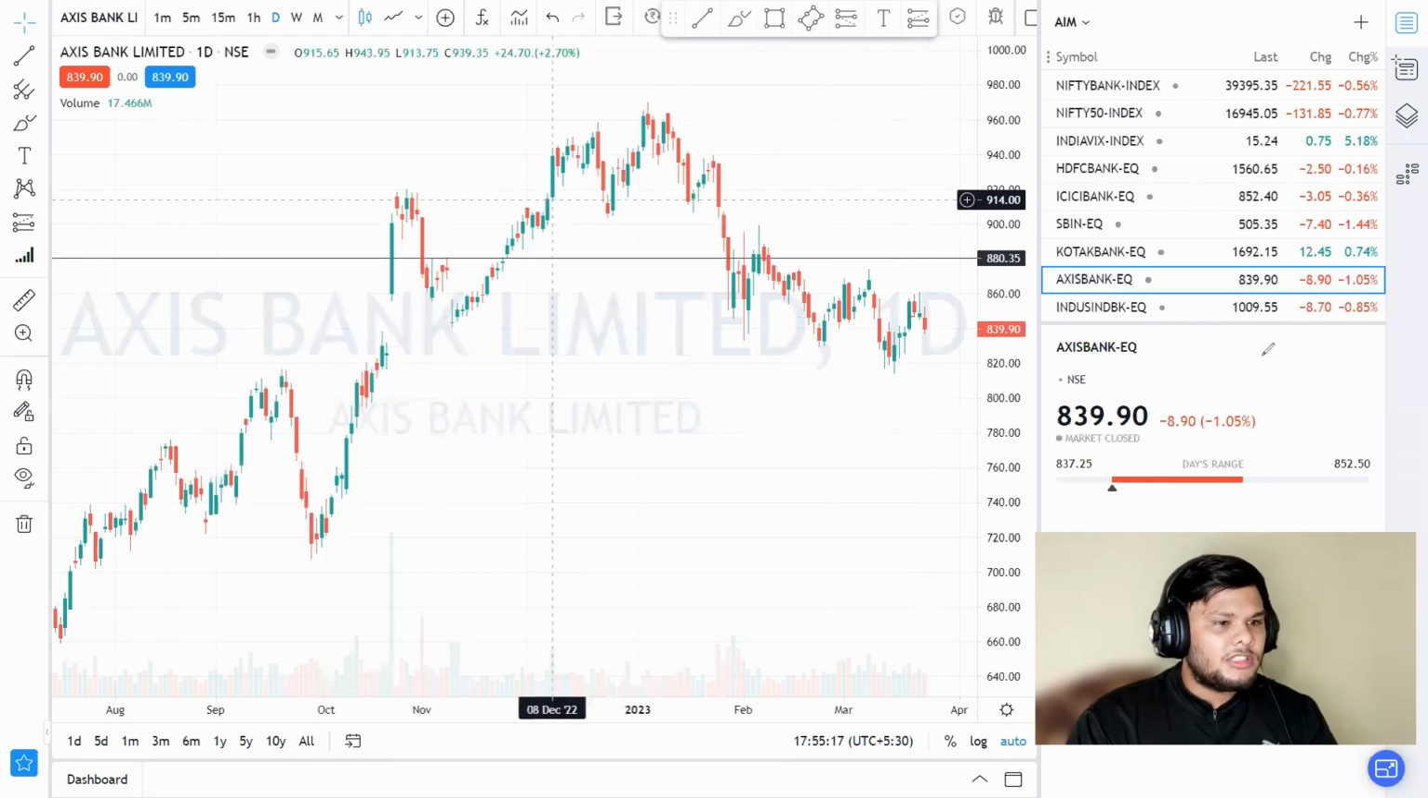In Axis Bank, you can clearly see that today it tried to close below that 840 level, which previously acted as a major support level. So if on Monday it once again tries to close below that 840, then you can expect some selling pressure here, and the target we can set to round level 820.